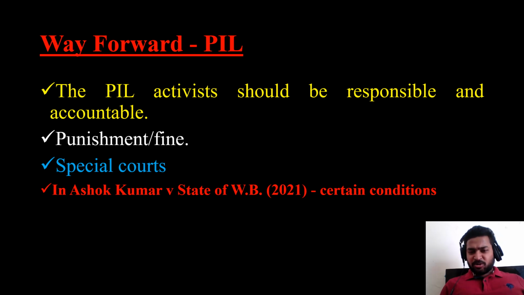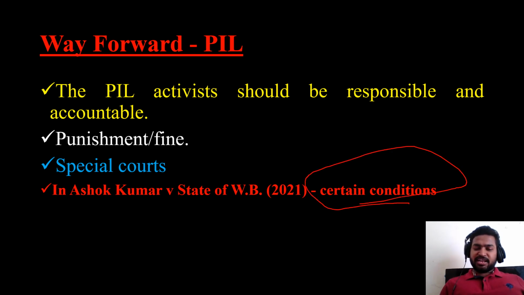2021, the Supreme Court came up with certain conditions with respect to filing a petition through PIL, in the case called Ashok Kumar versus State of West Bengal. In this case, the Supreme Court came up with certain terms and conditions, certain guidelines for petitioners to exercise their power or right to file a PIL. The guidelines outlined in 2021 by the Supreme Court should be followed, and not just that, there should be a filtration of the cases before the Supreme Court and High Courts entertain the PILs, which would ease the burden of the Supreme Court and High Courts.